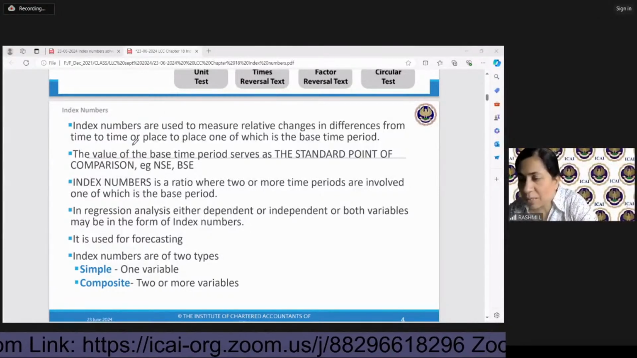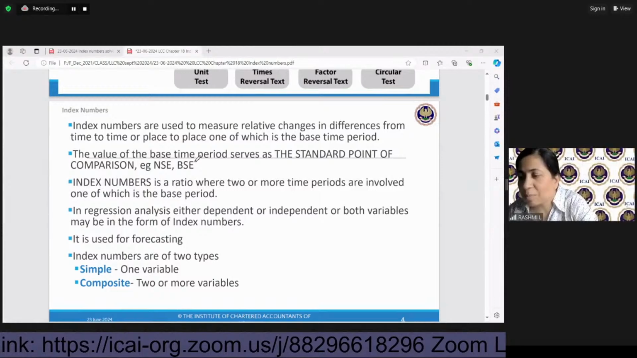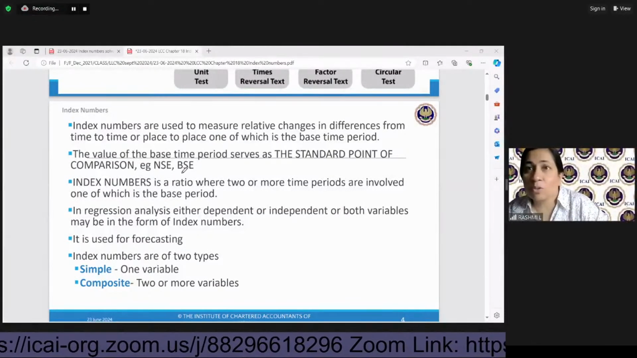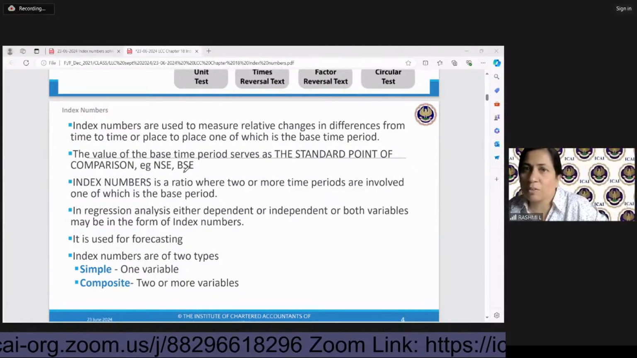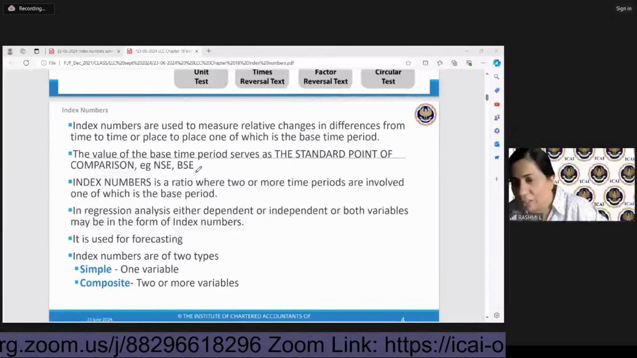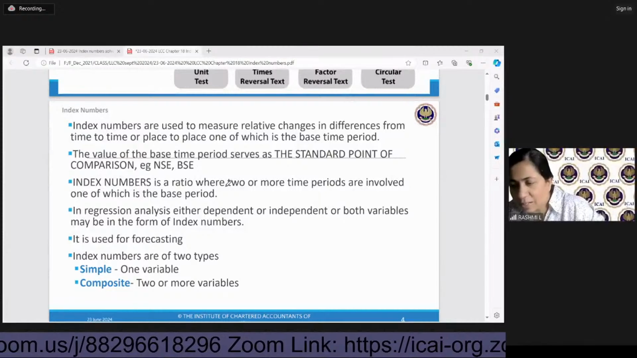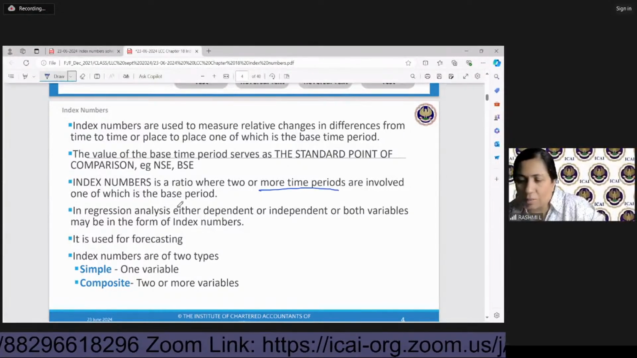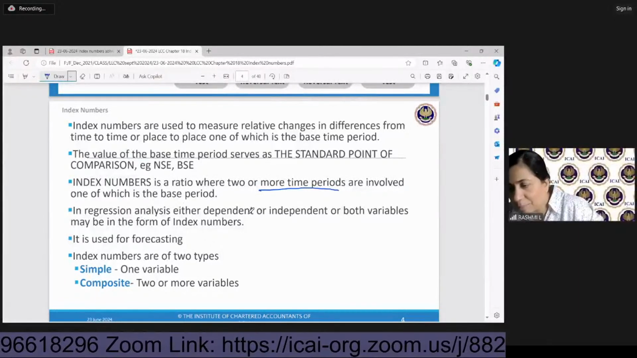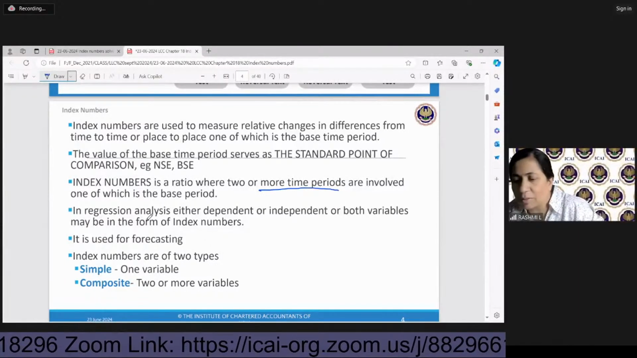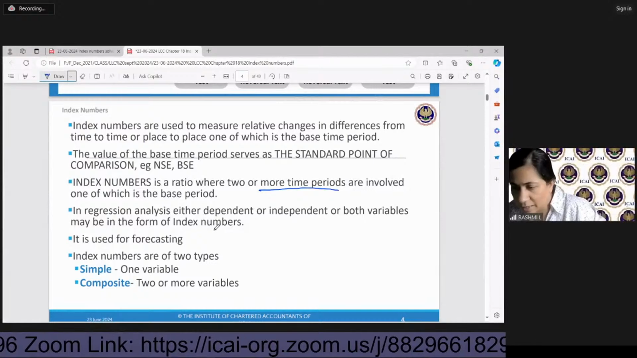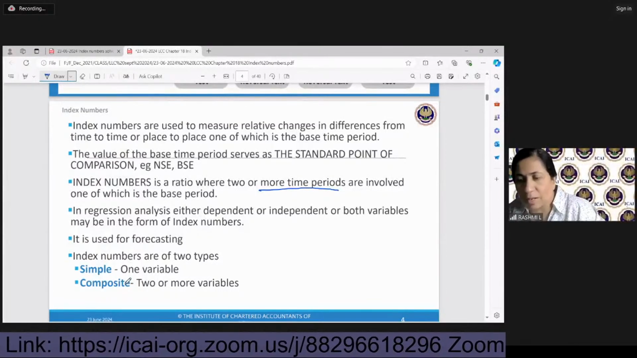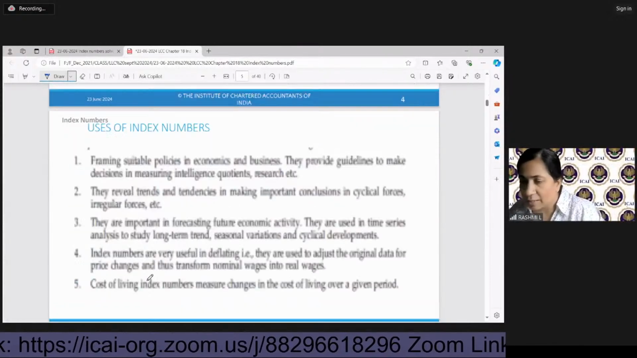The value of the base time period serves as the standard point of comparison. The most common example of where index numbers are used is the share market. An index number is a ratio where two or more time periods are involved. In regression analysis, either the dependent or independent or both variables may be used to form the index numbers, and it is used for forecasting. And again, you have simple and composite types of index numbers.